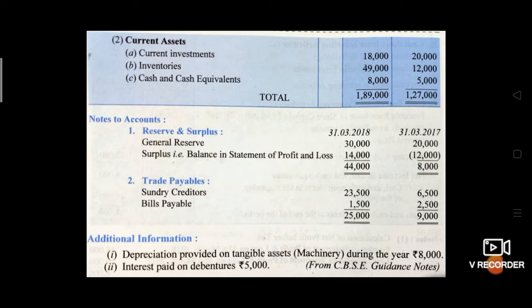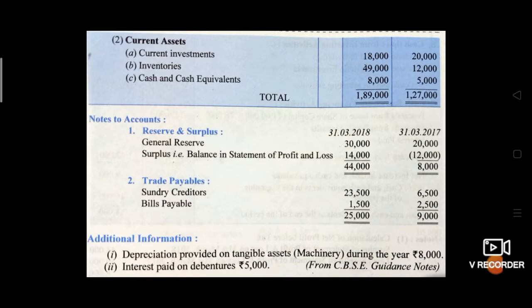Additional information. Depreciation provided on tangible assets, that is machinery, during the year rupees 8,000. So we have to prepare in this problem tangible assets account, that is machinery account, and then after preparing that account we can get purchase of machinery, amount of purchase of machinery. Now next and last point is interest paid on debentures rupees 5,000. This will come under operating activities and financing activities also.